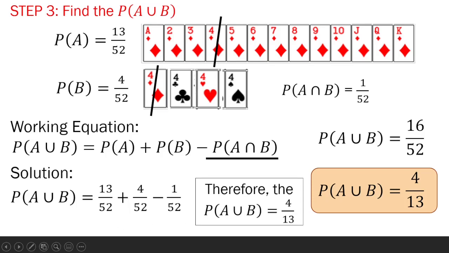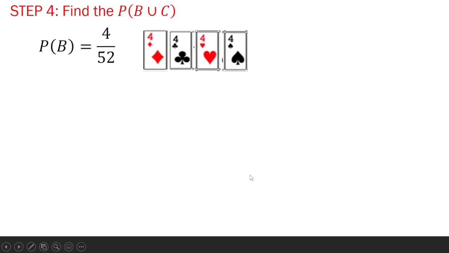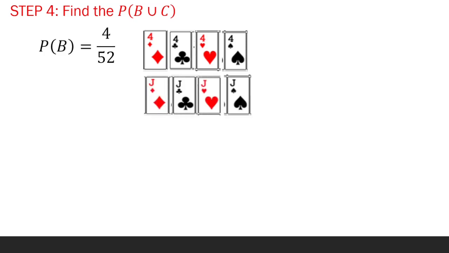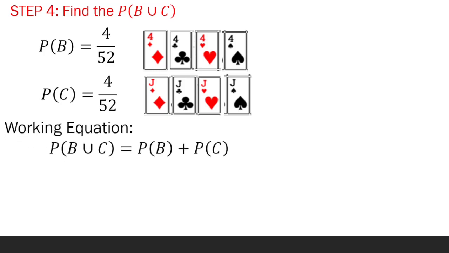So, that's how we will answer letter A. Next step, let's answer the second question, letter B. Find the probability of getting a 4 or getting a jack or getting both. Now, for this, we already know that the probability of getting a 4 is 4 over 52. And we also now know that the probability of getting a jack is also 4 over 52.